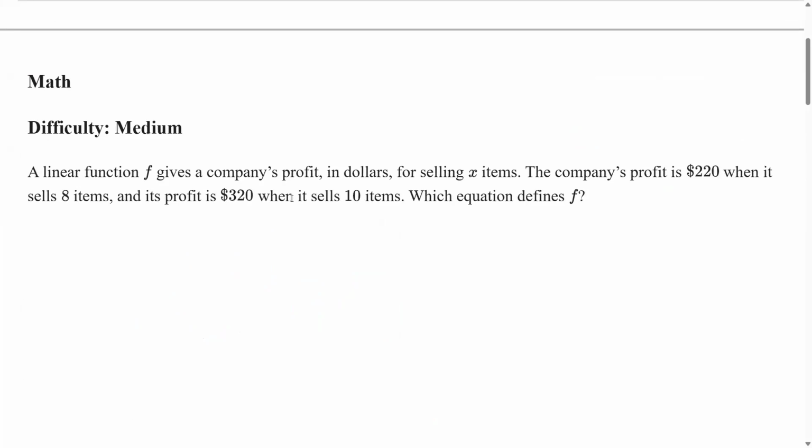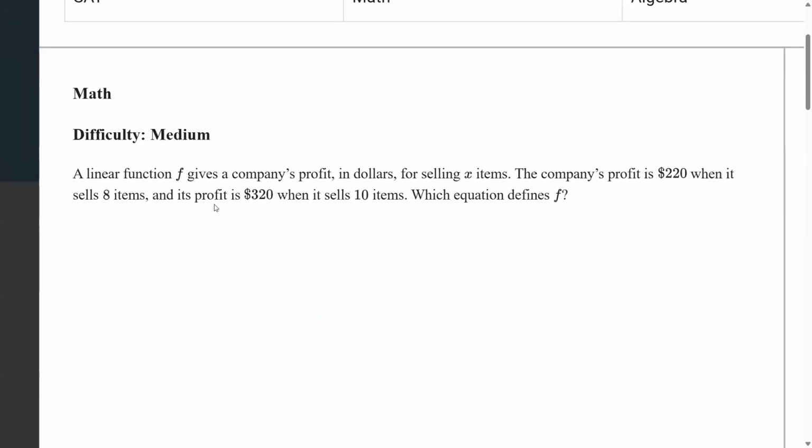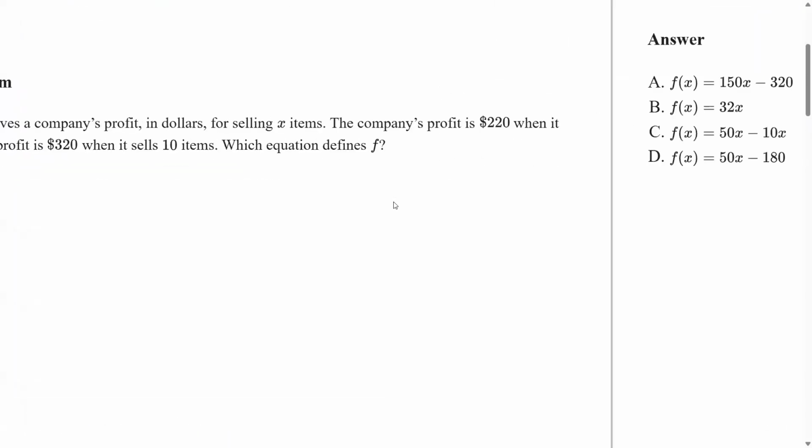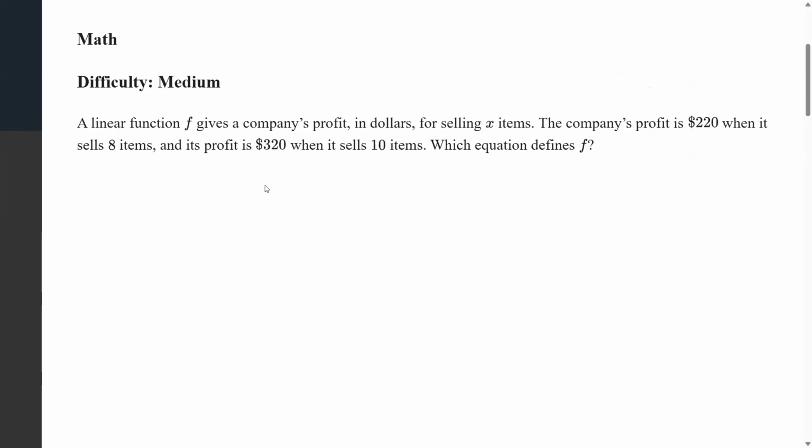A linear function f gives a company profit in dollars for selling x items. The company's profit is $220 when it sells 8 items, and its profit is $320 when it sells 10 items. Which equation defines f? So it gives you 2 points and wants you to find the equation. $220 when it sells 8 items, and for 10 items, it's $320.